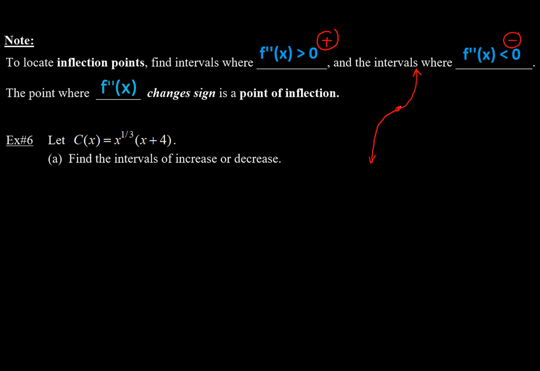So let's find the intervals of increase or decrease for this example. First thing we need to do, find that derivative. Next, solve that derivative for when it's equal to 0 and when it doesn't exist, and then do the sign test. All right, you ready? Let's do it.